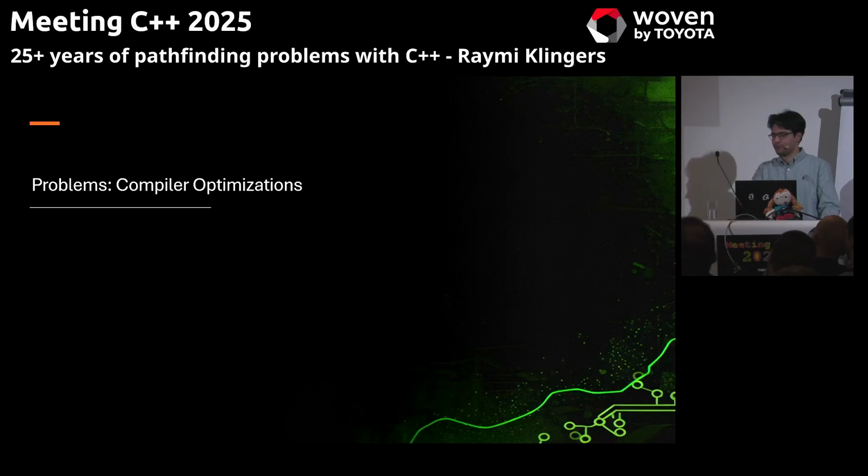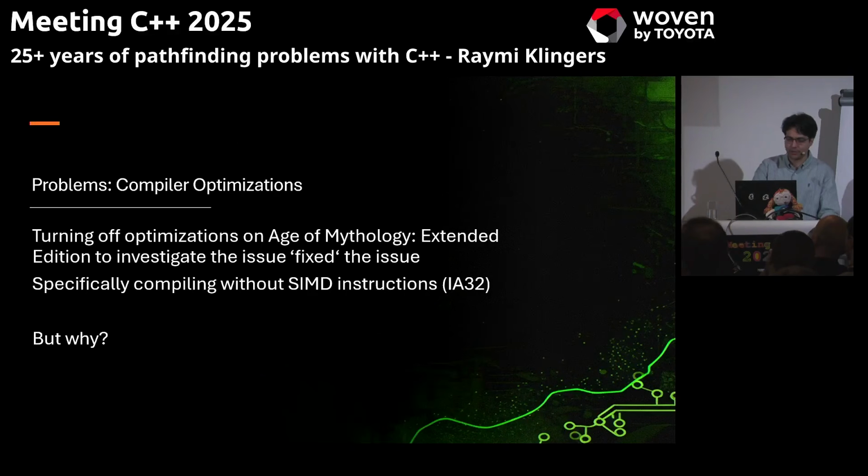Now, one day, I was trying to just fix this bug, and I disabled the compiler optimization in Age of Mythology, the extended edition. And I didn't do this by switching to debug mode. I did this by actually going to the compiler and turning off all the flags that I thought were optimizations. And that was a crucial difference, because I accidentally also switched off the SIMD instructions, which resulted in the compiler falling back to IA32 instructions. Now, why did this fix this?